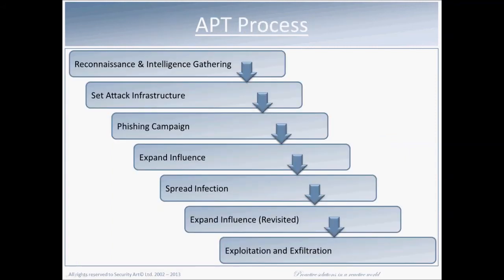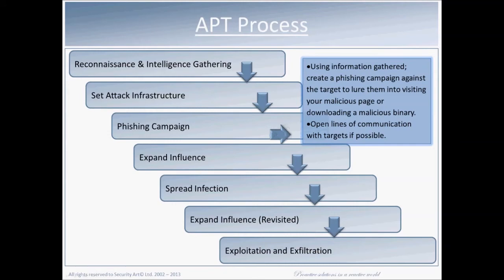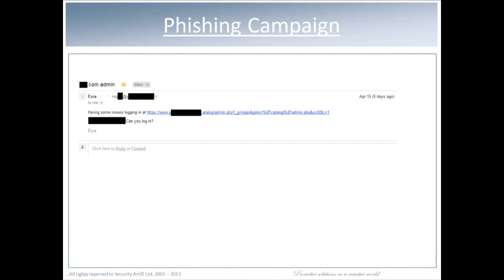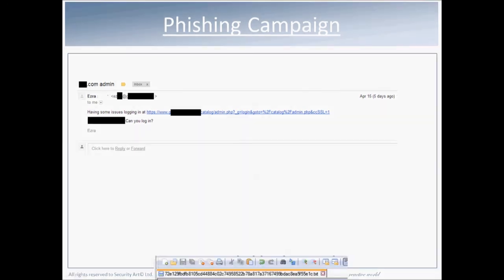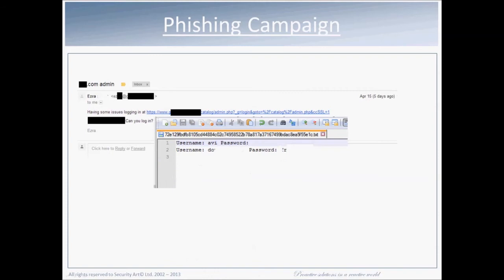Once the infrastructure is set up, we can move on to execute a phishing campaign. We can use the information gathered to lure our targets into visiting our webpage. We can also open lines of communication with targets, if possible. This was the email we sent out. The simplicity of the email actually lends a lot to its credibility. And within 5 minutes of sending out our malicious email, 2 administrative users clicked our malicious link and submitted valid credentials. One of them was the client's CTO.